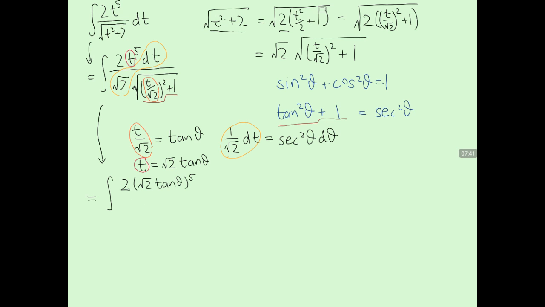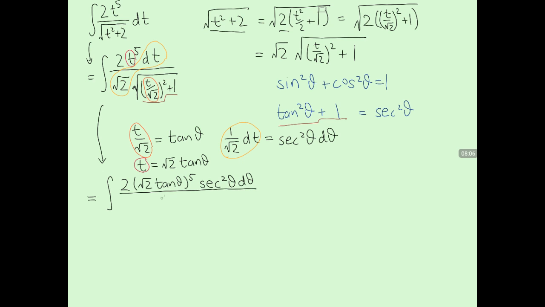And we are going to have our dt over root 2, not 2. Our dt over root 2 is going to be equal to secant squared theta d theta. So let's write that down here: secant squared theta d theta. And now onto our radical.